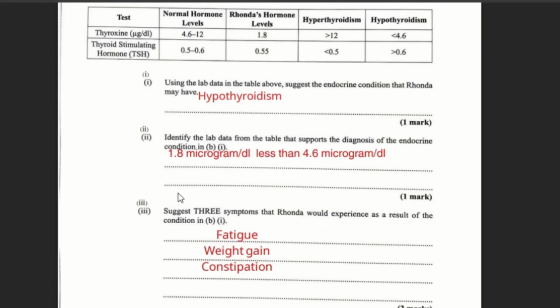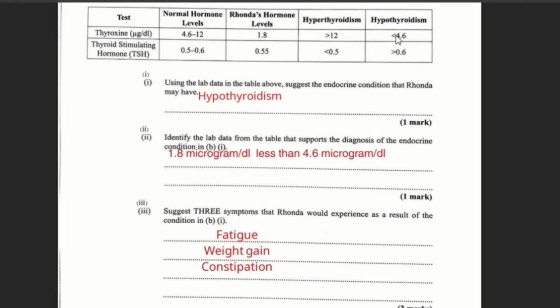So basically, this table is showing us the tests, thyroxine and thyroid stimulating hormone. Normal levels for thyroxine should be between 4.6 and 12. For the TSH, the normal level should be between 0.5 and 0.6, right? So now we have Rhonda's levels: 1.8 and then 0.55. What we're going to look at is the thyroxine part here.